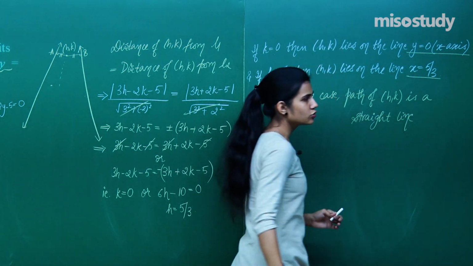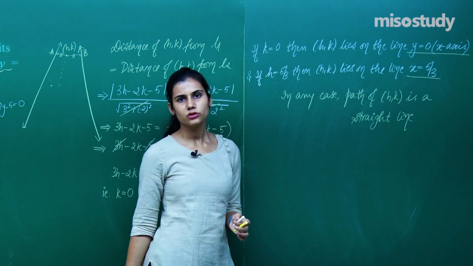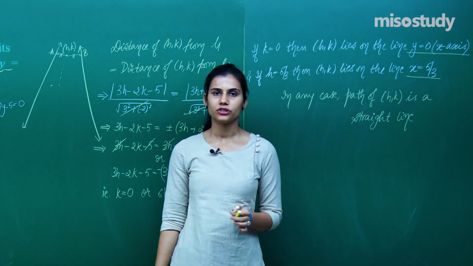Either the straight line is going to be the x-axis or the straight line is going to be the line parallel to y-axis, perpendicular to x-axis, passing through the point 5 by 3, given by x equals 5 by 3.